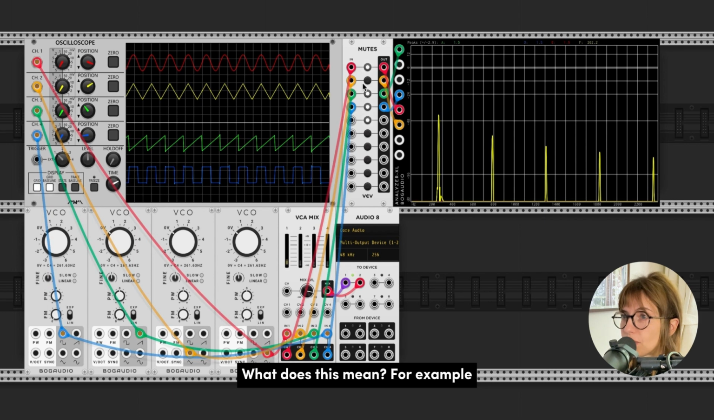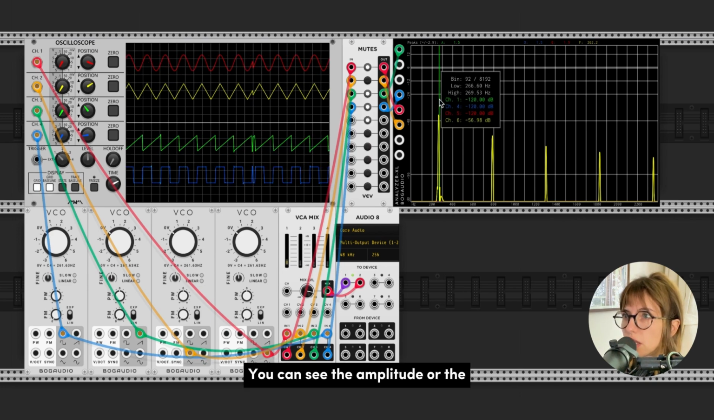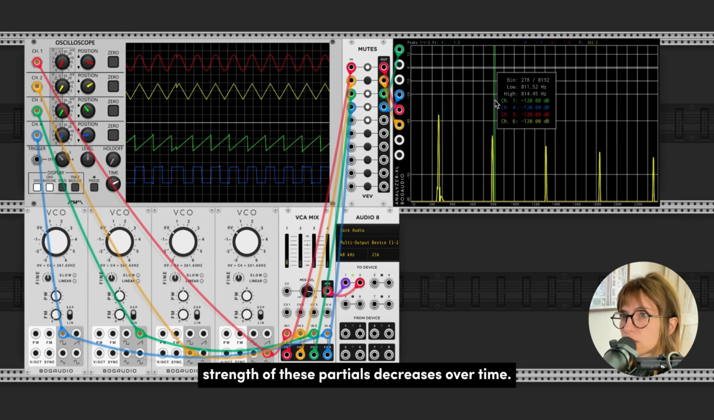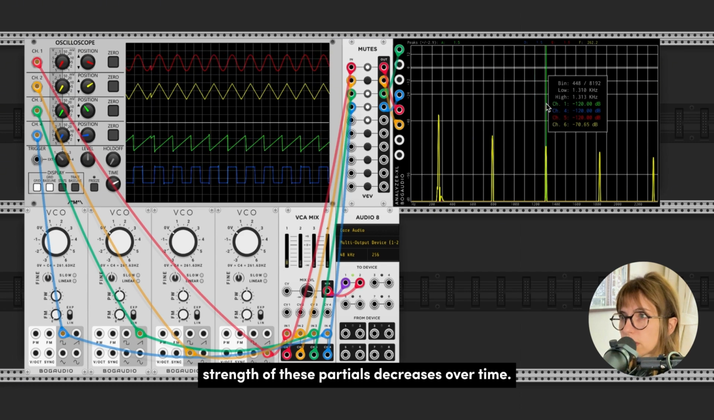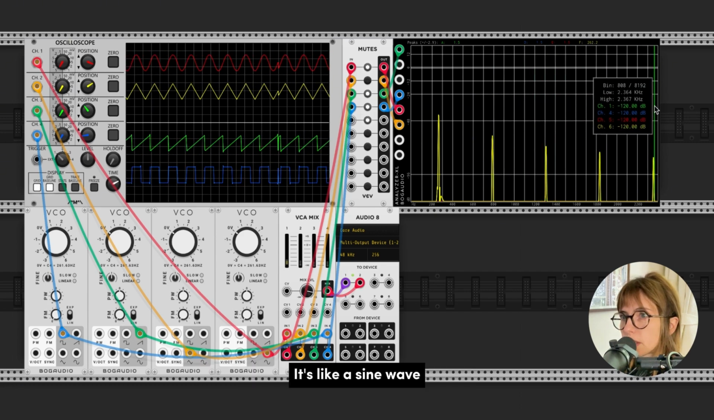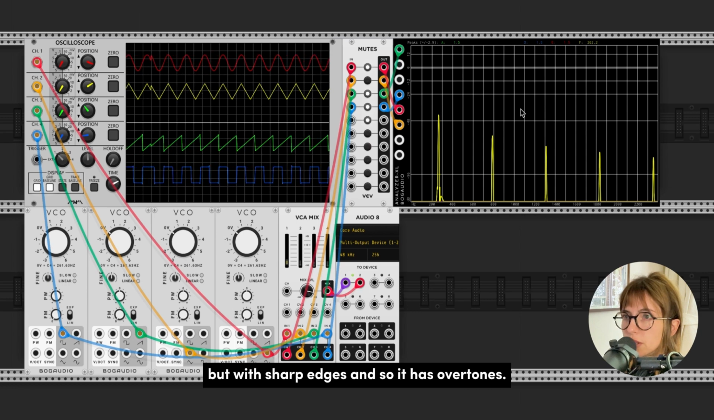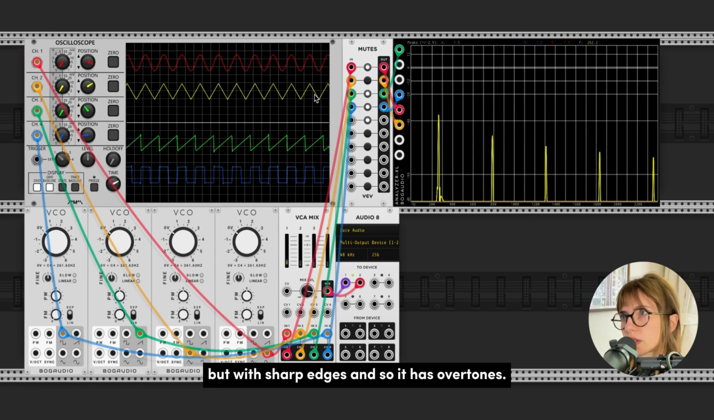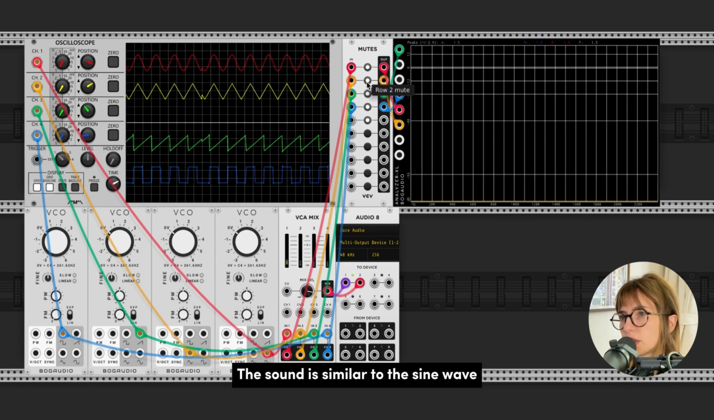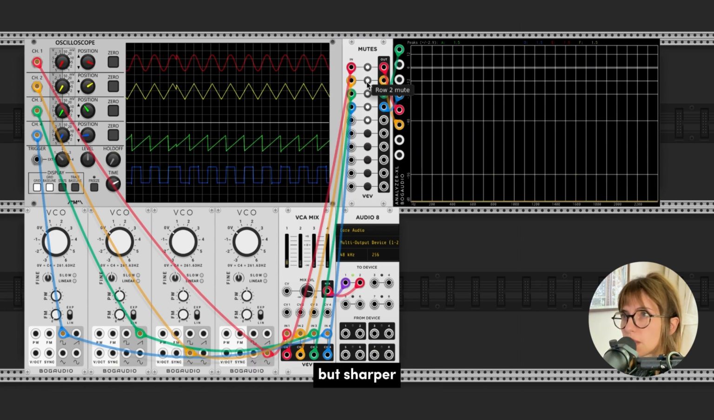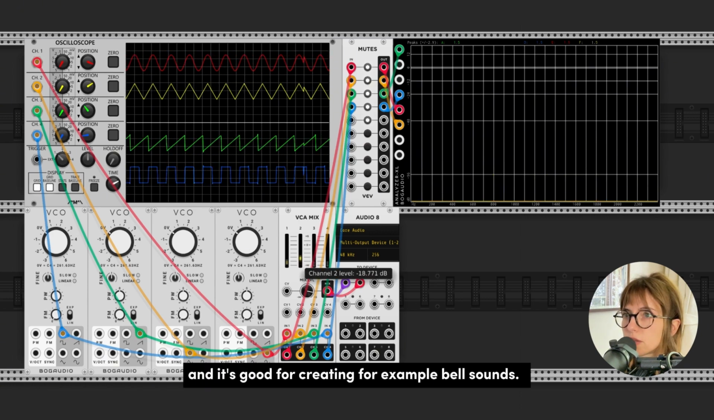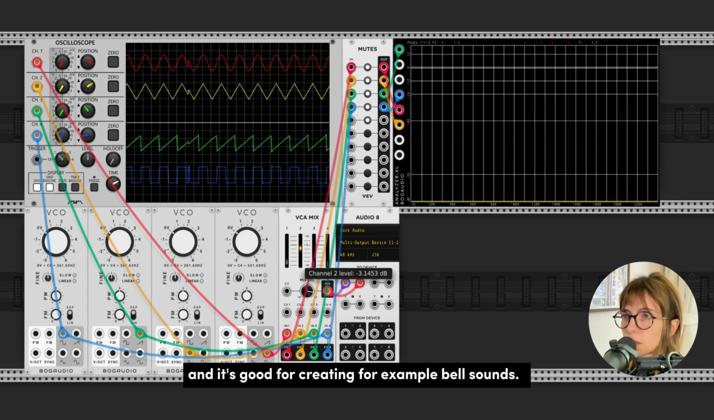What does this mean? For example, if the fundamental frequency of a triangle wave is 100 Hz, the partials will peak at 300, 500, 700 Hz, and so on. You can see the amplitude or the strength of these partials decreases over time. It's like a sine wave, but with sharp edges, and so it has overtones. The sound is similar to the sine wave, but sharper, and it's good for creating, for example, bell sounds.